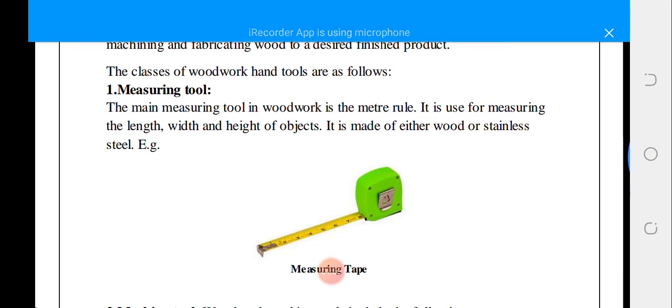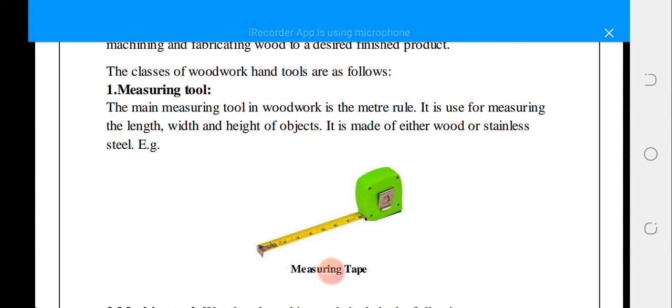So the classes of woodwork and tools are as follows. When we talk about classes, that is, they are classified. There are many woodwork and tools, but they are classified. Just like when you have different kinds of Samsung phones, Samsung X, Samsung Galaxy, but all of them are classified under Samsung products. Just like the way we have iPhone 6, iPhone 5, iPhone X, all of them are classified under one name. So we can have many woodwork and tools, but they are classified under groups.